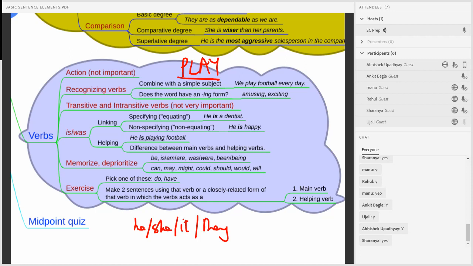So, can I say he play? I can't. Maybe I have to modify the verb a little bit for subject verb agreement. He plays, she plays, it plays, and I can say they play. So, because I can combine that word with a simple subject and I get something which sounds complete, we've got a word that is capable of acting as a verb.